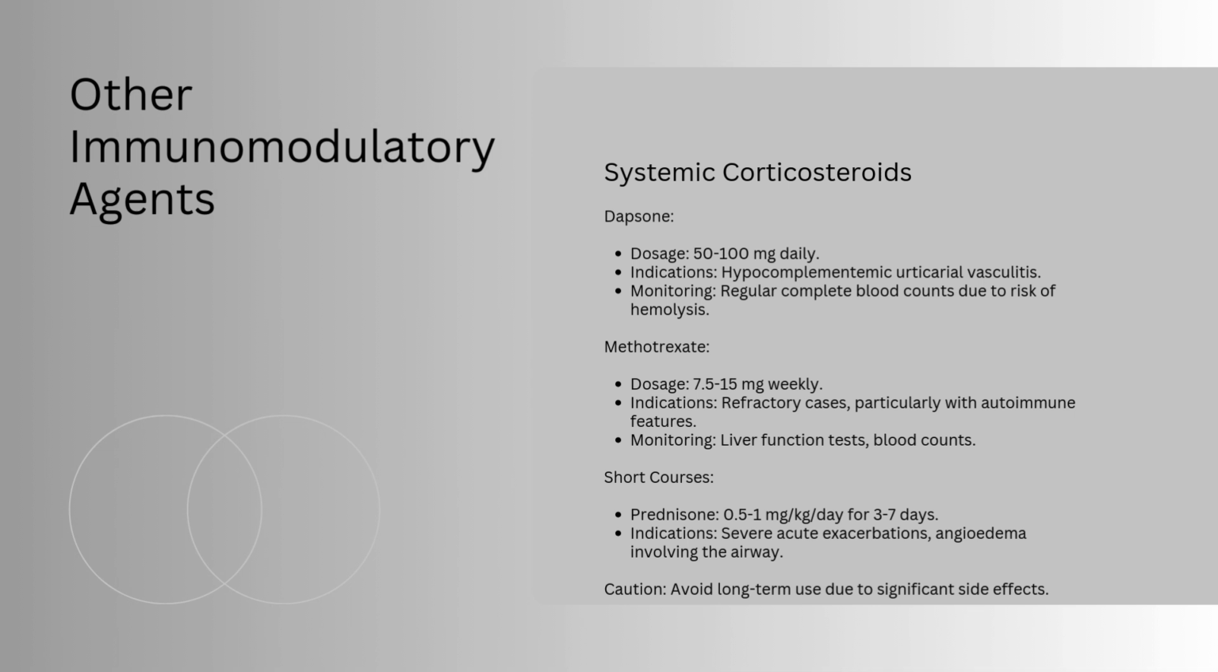Methotrexate, dosage: 7.5 to 15 mg weekly. Indications: for refractory chronic urticaria, particularly with autoimmune features. Monitoring: requires periodic liver and renal function tests.